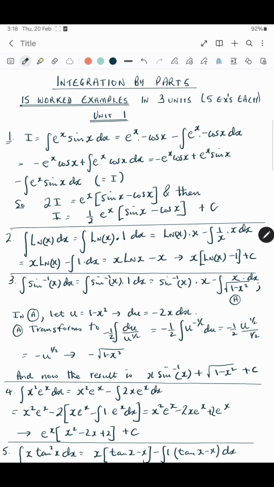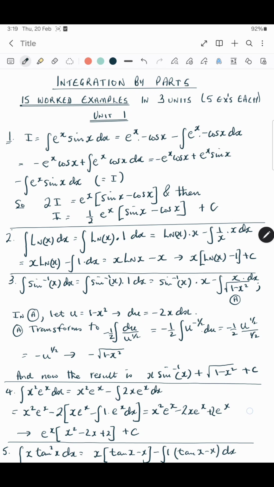And so our final result is x sine inverse x minus minus square root 1 minus x squared. In other words, it'll be x sine inverse x plus square root 1 minus x squared plus the obligatory constant c. Moving on to question number 4, we'll have the integral of x squared e to the x dx.